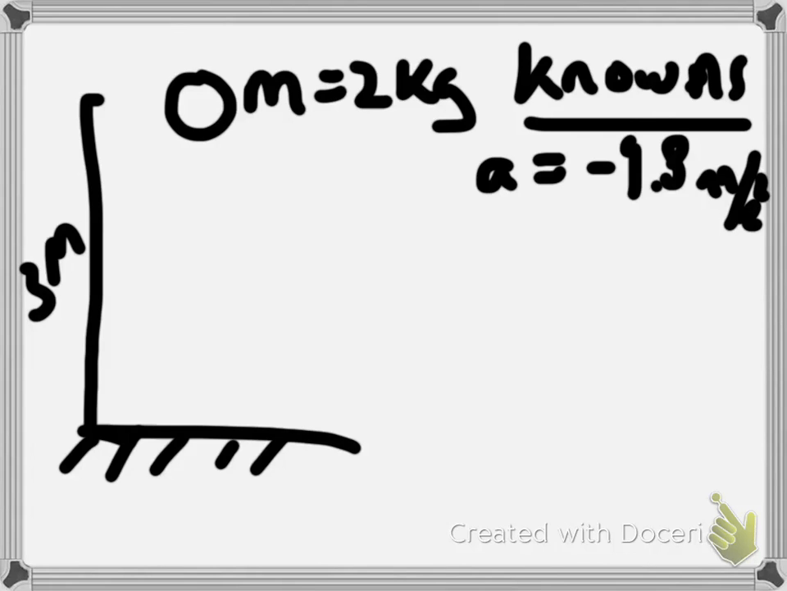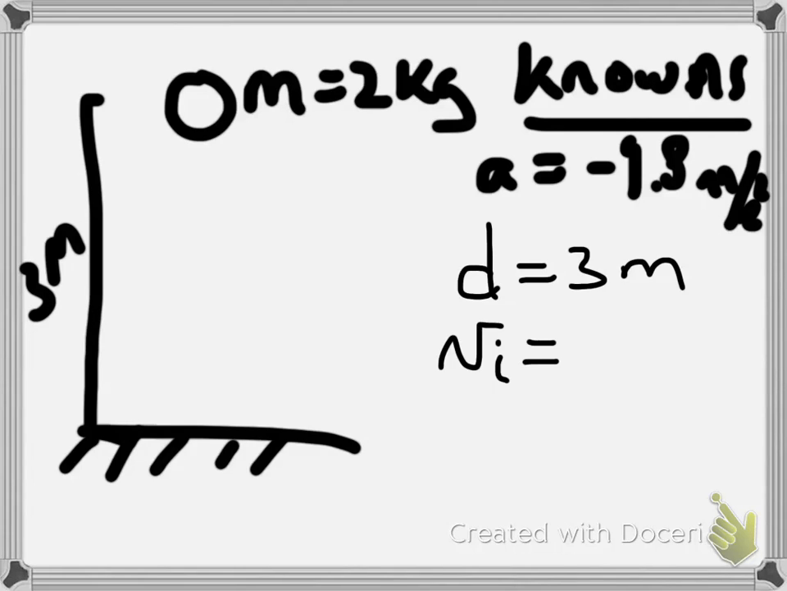We also know the distance is 3 meters that it's falling. And we also know its initial velocity. Initial velocity is 0. A lot of times people forget that initial velocity is 0, but it's starting from rest.